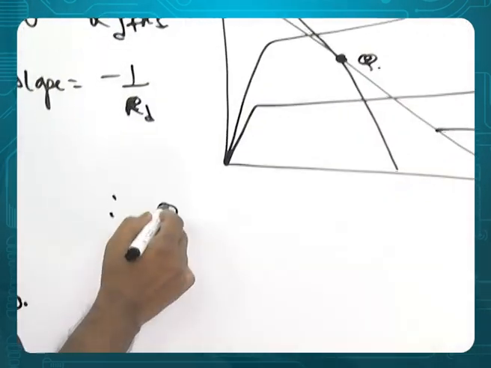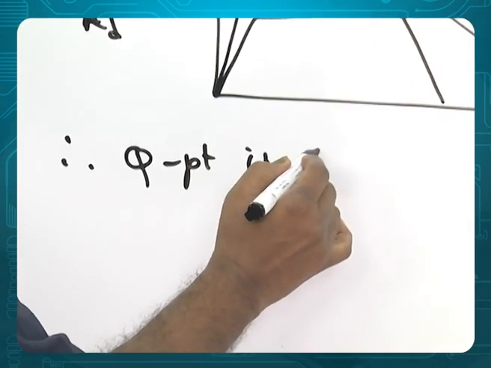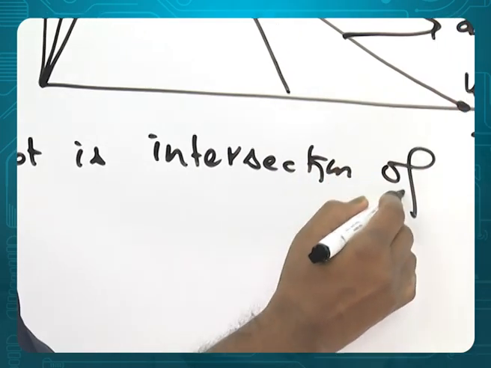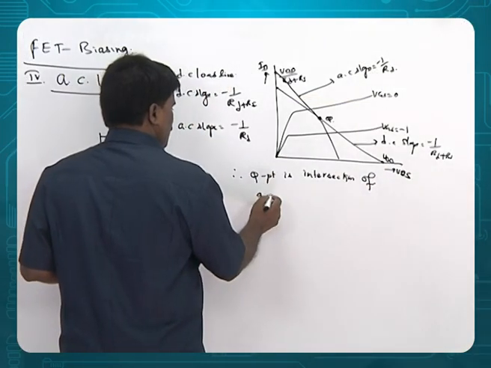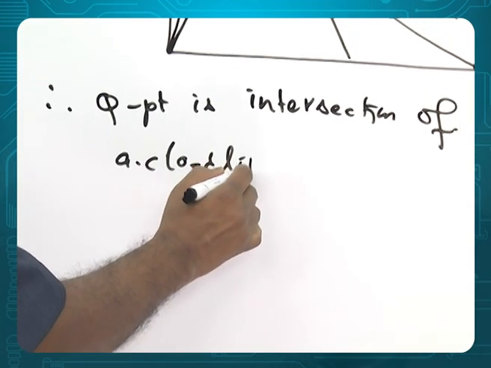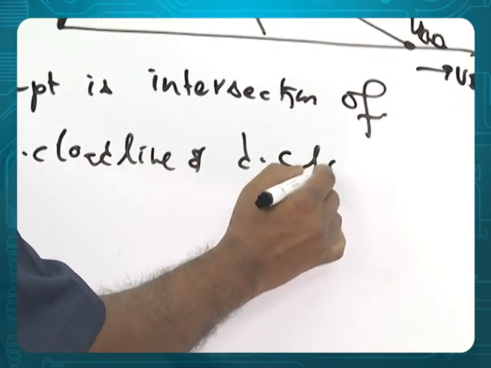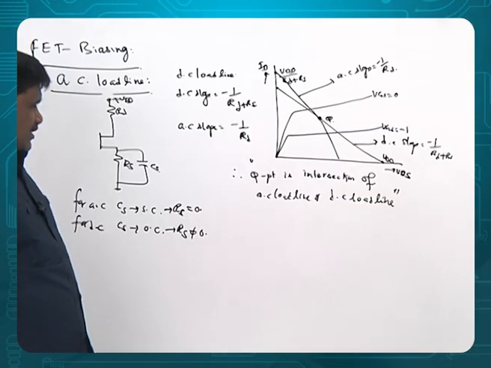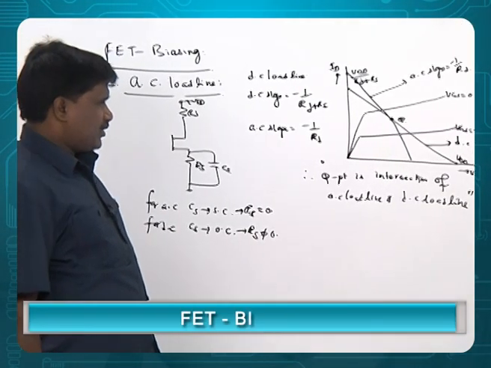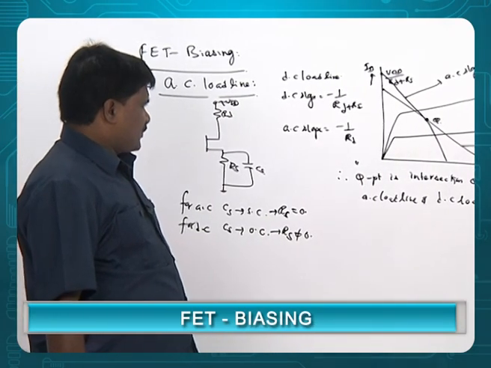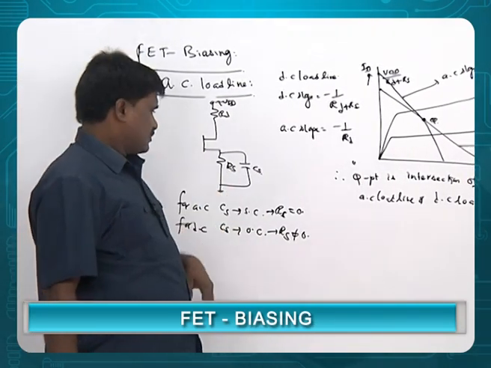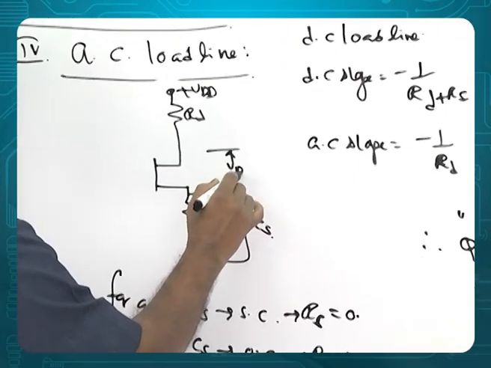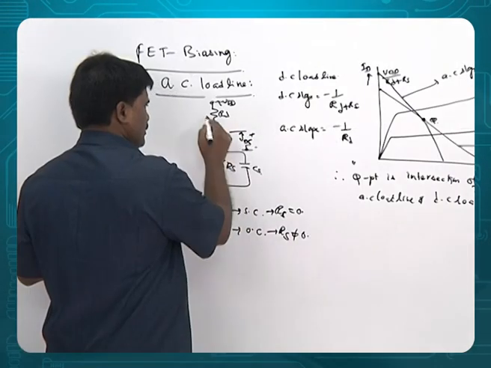Therefore, the Q point is the intersection of the AC load line and the DC load line. They only have different slopes. And because of this circuit, this is VDS, ID.